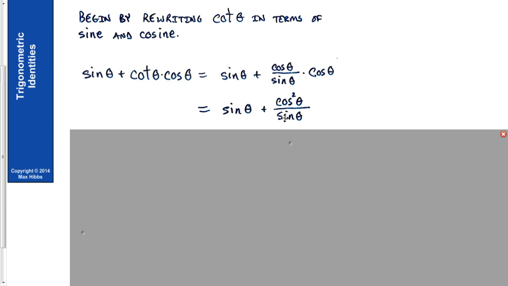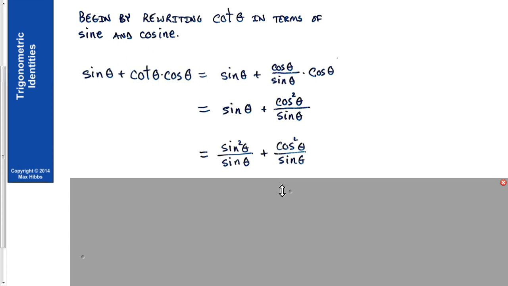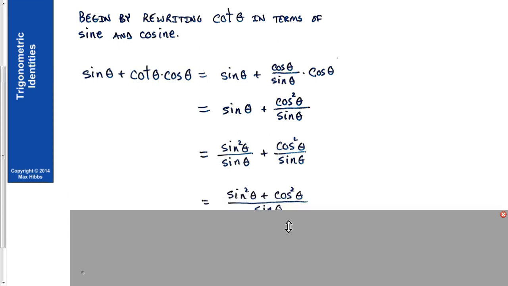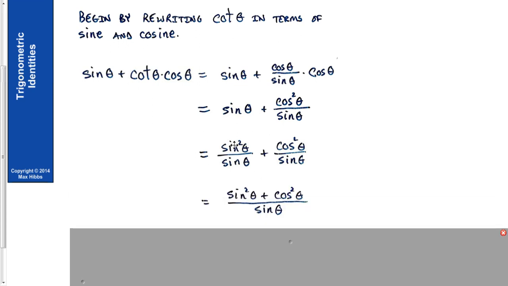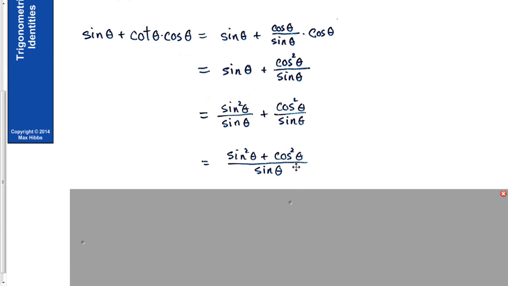And of course, to do that, we would need to write sine of theta as a fraction that has a denominator of sine of theta. And so that shouldn't be difficult. We just multiply by sine of theta over sine of theta. And so we have sine squared theta in the numerator, sine theta in the denominator. Now we ought to be able to add these 2 fractions together because they have the same denominator. Well, when we add the numerators together, of course, we have sine squared theta plus cosine squared theta, divided by the common denominator of sine of theta.